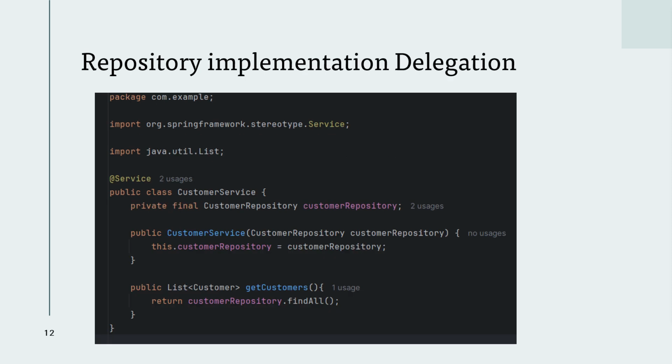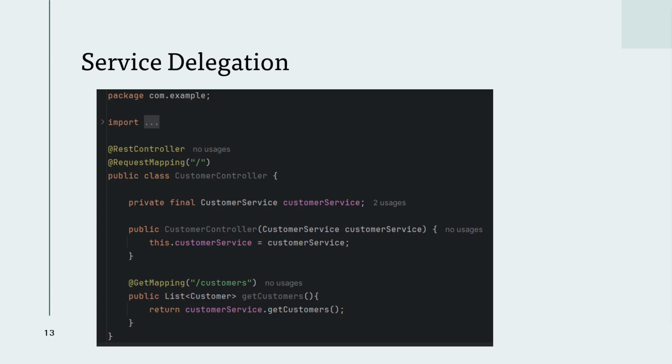This example shows the dependency injection of the repository interface implementation to the service class. And this example shows the dependency injection of the service instance to the controller class.